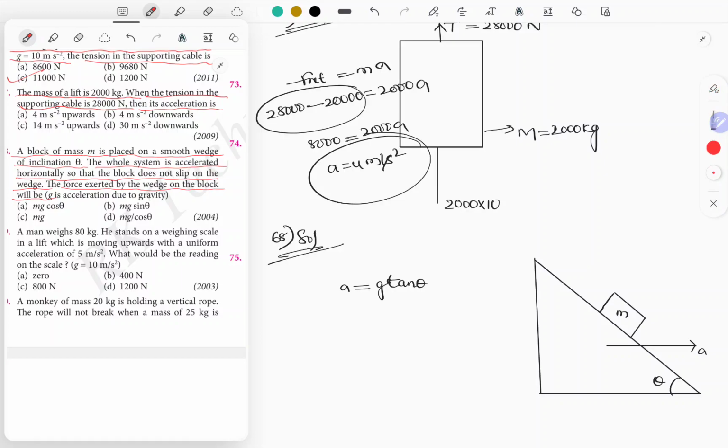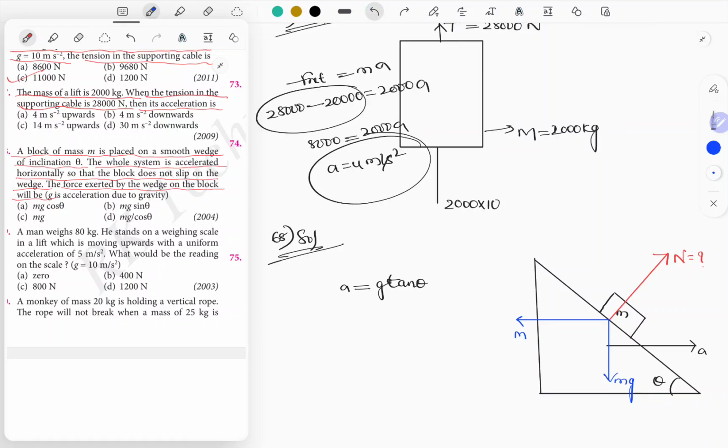So what is meant by the force exerted by the wedge? The force exerted by the wedge on the block is going to be the normal reaction. This is what we have to find out. Now let me represent the forces acting on this block, then we'll go ahead. The weight of this block is going to be mg, in the downward direction. Now the pseudo force acting on this block is towards the left, against the direction of motion of the wedge, which is m into a, equal to m g tan theta.